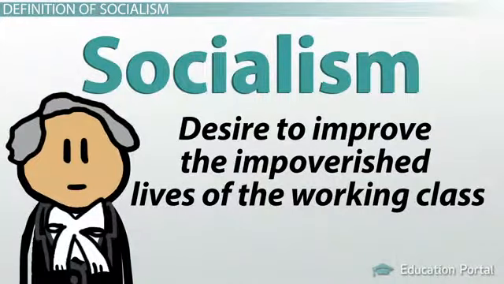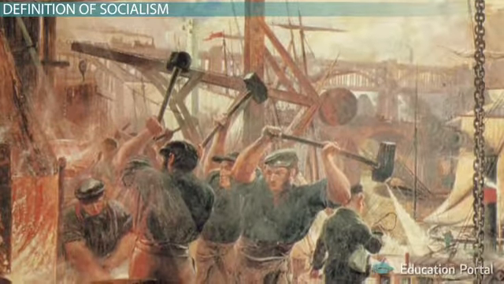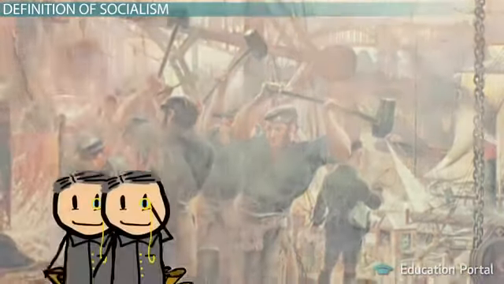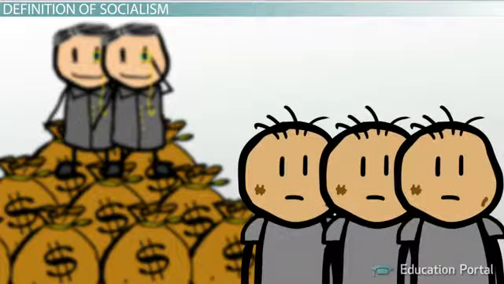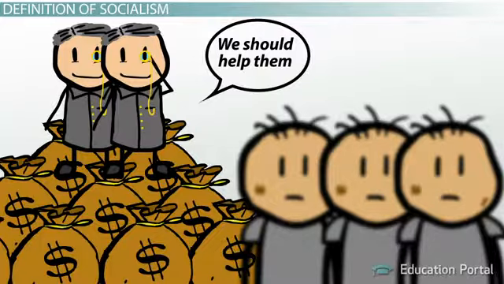The term socialism initially described the 19th century political ideology that had at its cornerstone the desire to improve the impoverished lives of the working class. The catalyst for this was the poor living conditions brought on by the Industrial Revolution. Although the wealthy seemed to be getting wealthier, the working class found themselves working in danger and residing in slums. Desiring to improve the lives of the working class, socialism came on the scene.